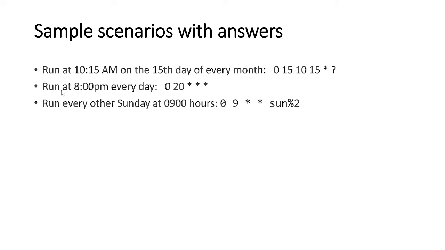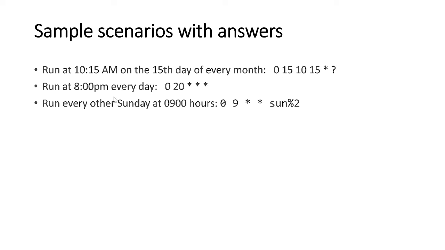Next is run at 8 p.m. every day. So it will be 0 followed by 20. 20 is our 8 p.m., right? We are using a 24-hour format, so it will be 20 followed by 3 stars because you want to run it every day. Sometimes it might be confusing because you will think why we have 6 strings here, we have only 5 strings here. Whenever you have seconds, it will be added here. So do not get confused.